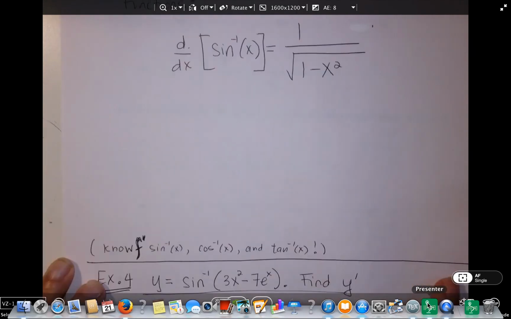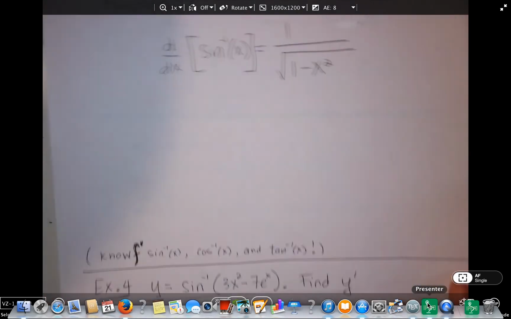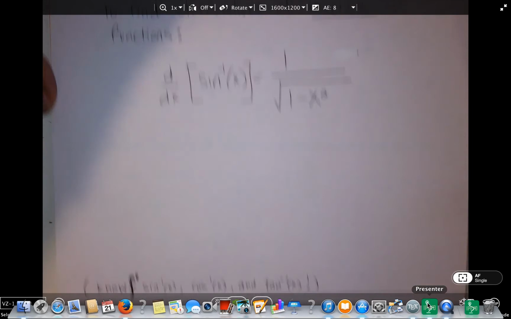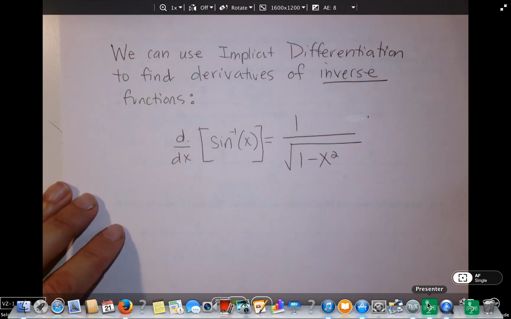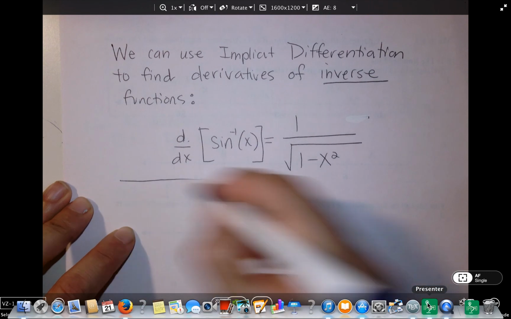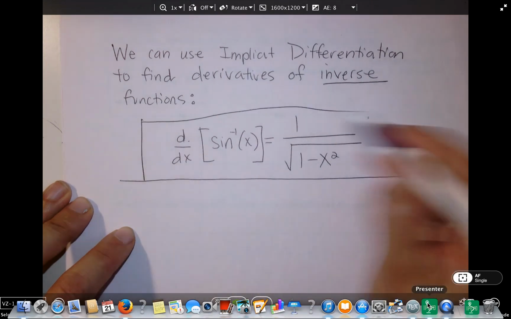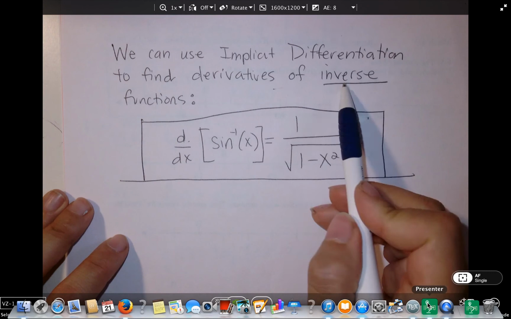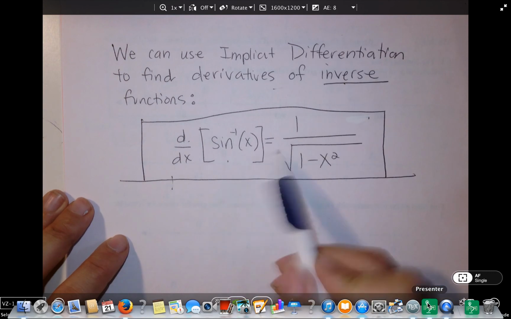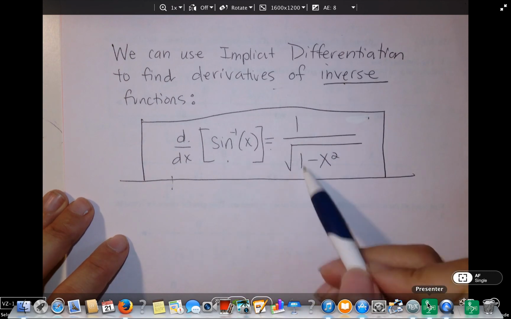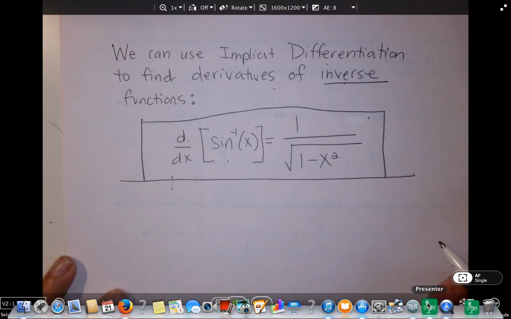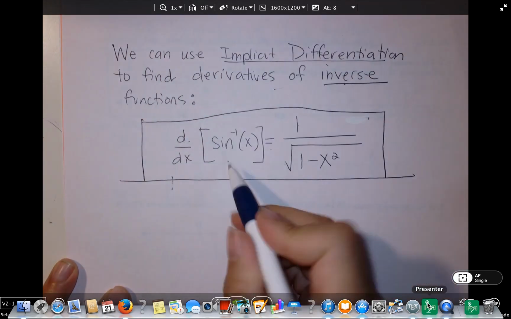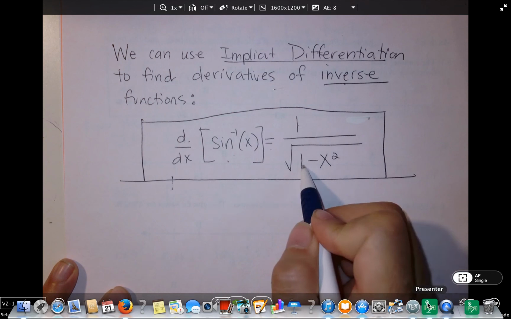One application of implicit differentiation is that it allows us to find derivatives of inverse functions. So here's a new rule for us. The derivative of arcsine is equal to 1 over the square root of 1 minus x squared. So why is that true? I'm going to use implicit differentiation to prove that this is the case.